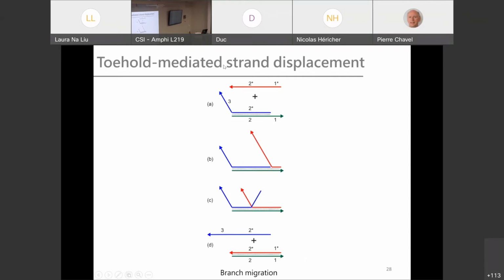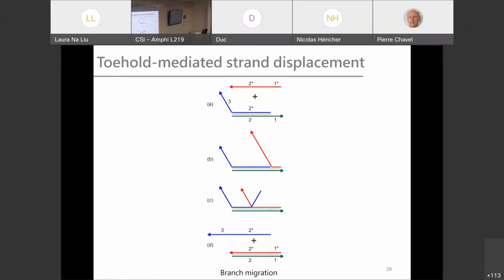This is called toehold-mediated strand displacement. So here I have 3 DNA strands in red, blue, and green. Initially, the blue strand is partially hybridized with the green strand. And then I add the red strand into the solution. The red strand has the advantage of being fully hybridized with the green strand because these two strands have fully complementary DNA sequences, so that through a competition process, the blue strand can be displaced from its original position. And in the end, the two strands are fully hybridized.